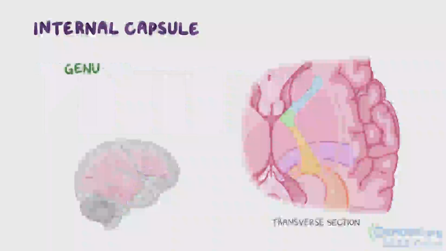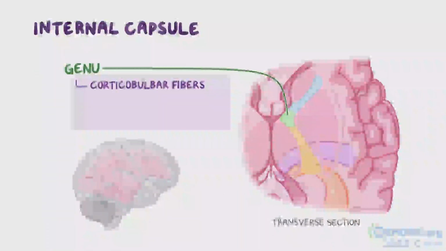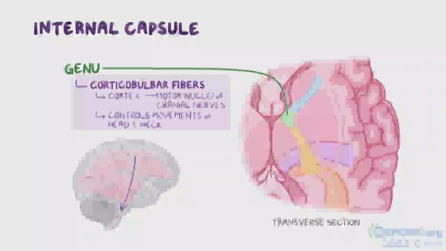The genu is a flexure just medial to the tip of the lentiform nucleus and contains the corticobulbar fibers, which run from the cortex to the motor nuclei of the cranial nerves that control the movements of the head and neck.